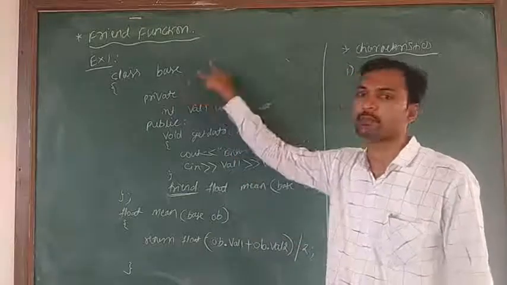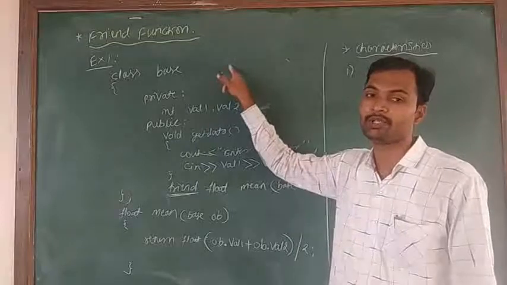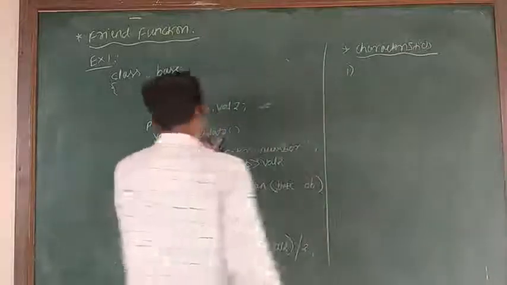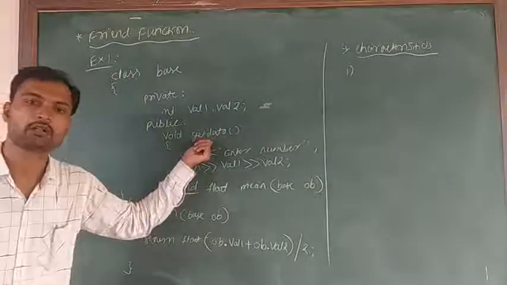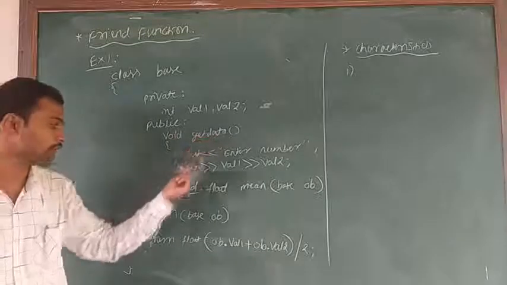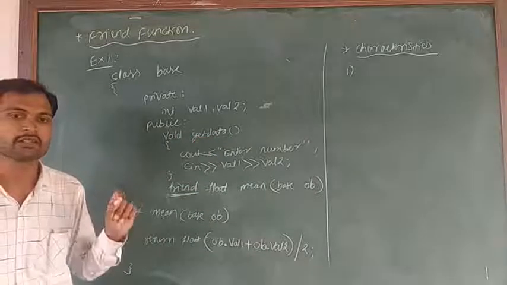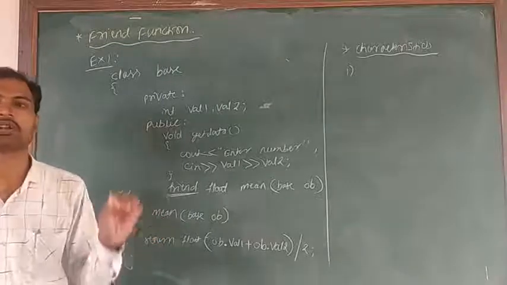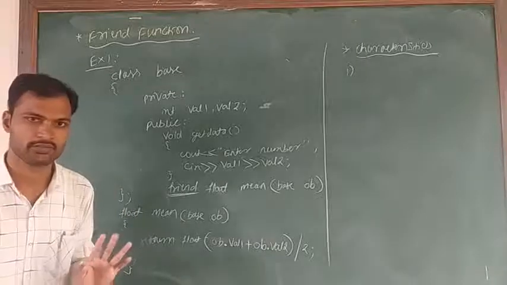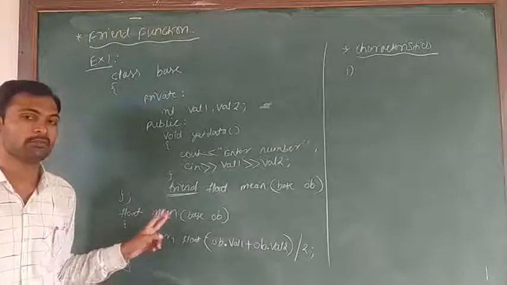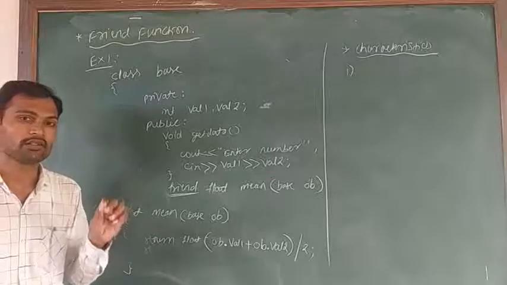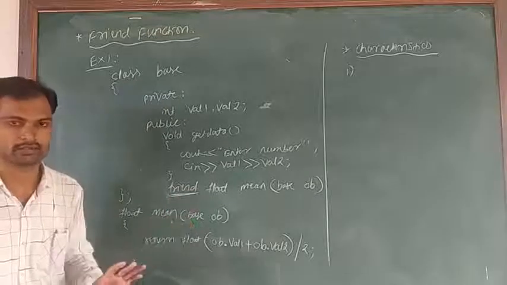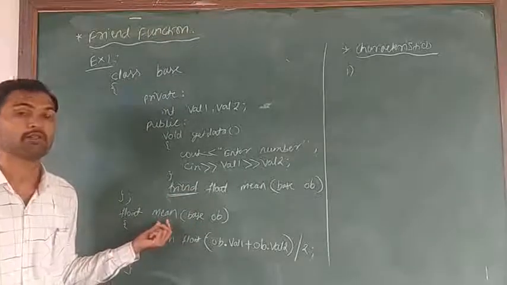For example, if base is the class, you can create an object B, then B.getdata. We will write it in the main function. This getdata is accessed through the object because it is a member function, but not like the friend function. It is not necessary to call the friend function through the objects. It will be invoked just like normal functions. So the second characteristic is that a friend function is not invoked through the objects.